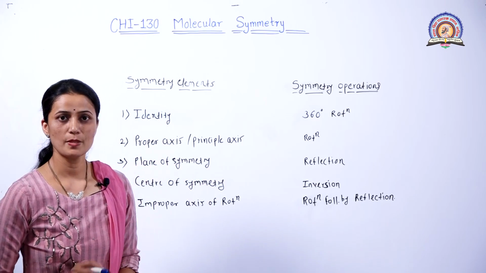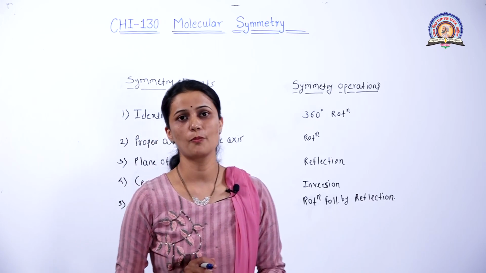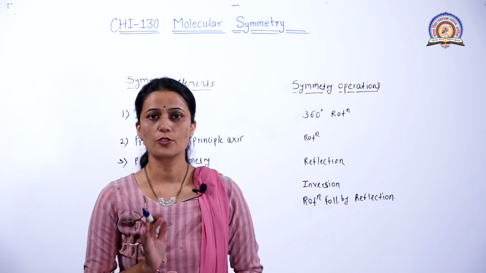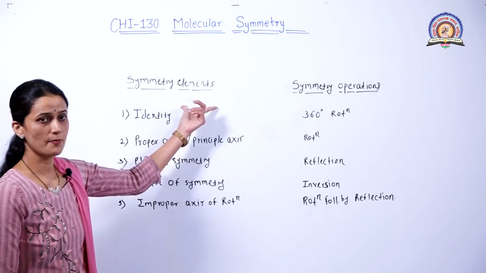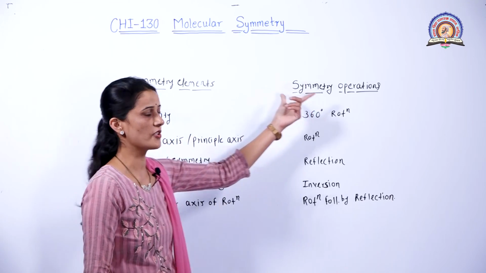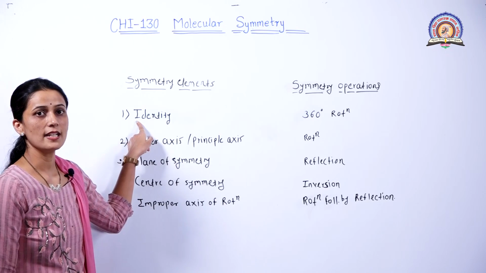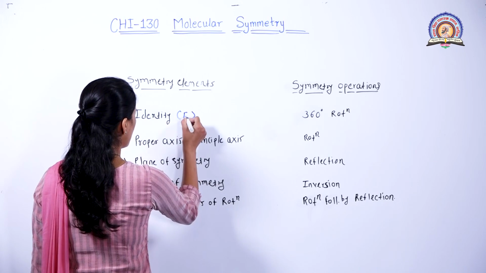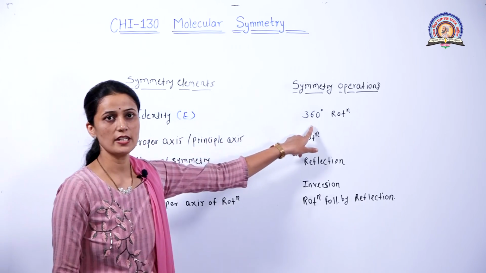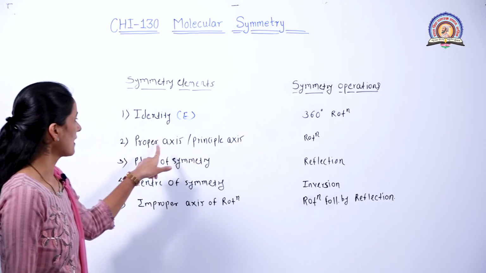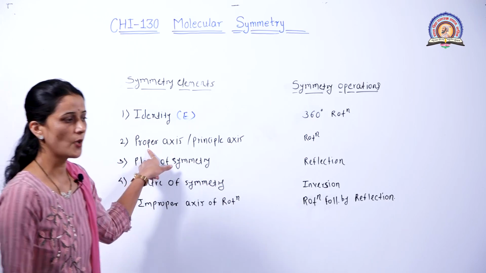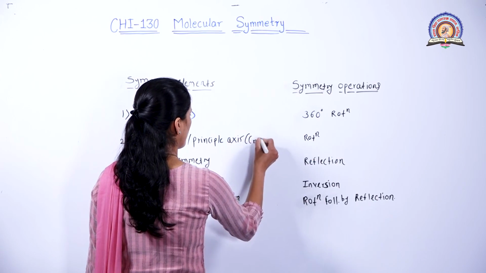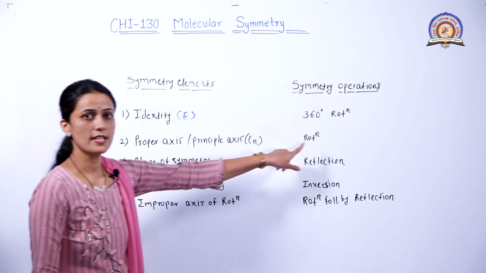So students, what is meant by symmetry? Symmetry is the beauty of molecules and we can perform various operations through the symmetry. There are two important parts of symmetry, symmetry elements and symmetry operations. The first element is identity, denoted by E, and its symmetry operation is 360-degree rotation. The second symmetry element is proper axis or principal axis, which is denoted by Cn, and its symmetry operation is rotation.